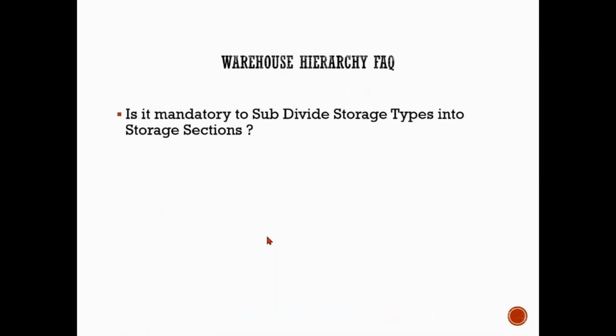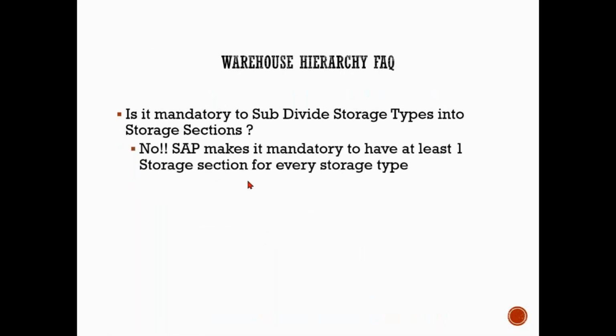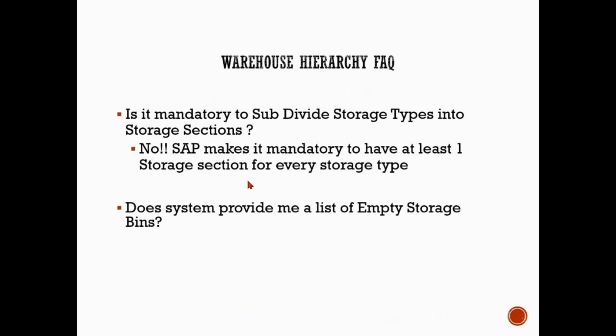Okay, a couple of questions again. Is it mandatory to subdivide storage types into storage sections? No, I told you it is not mandatory to divide it into sub-storage sections, but we need to have at least one storage section for every storage type. That's a technical requirement. Does the system provide me a list of empty storage bins? Yes, there are a couple of transactions. You can use LX04, LX01.